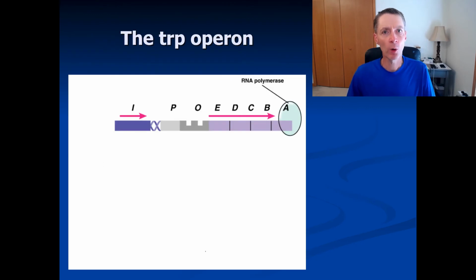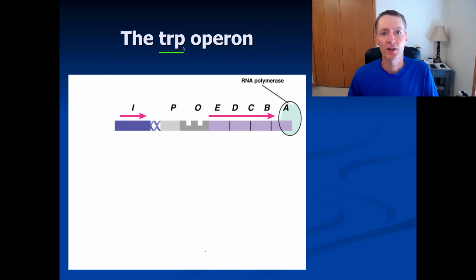Okay, let's look at one more kind. So we've done our inducible operon. Let's look at a repressible operon. Okay, this is called a trp operon. This TRP here stands for tryptophan, and that happens to be an amino acid that can be incorporated into proteins.